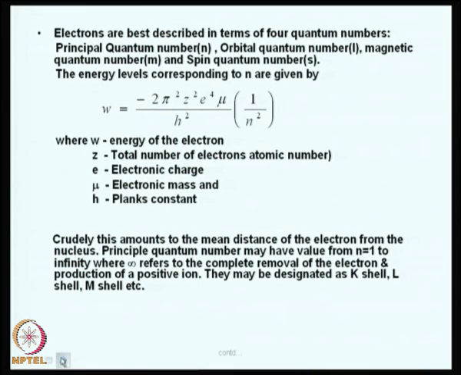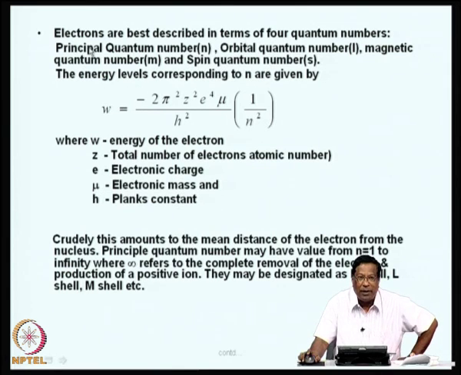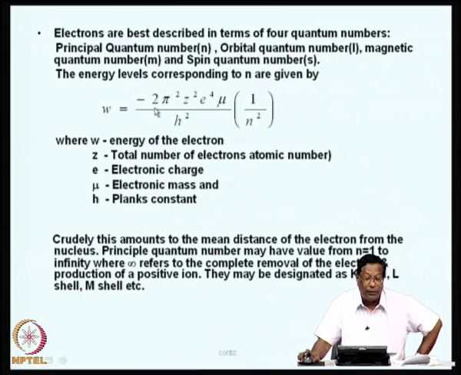Now, electrons are best described in terms of 4 quantum numbers, that is a principal quantum number n, orbital quantum number L, magnetic quantum number m, and spin quantum number denoted as S. Now, the exact equation is something like this: W is equal to minus 2 pi square Z square e raised to 4 mu divided by Planck's constant square into 1 over n square. where W is the energy of the electron and Z is the total number of electrons, e is the electronic charge, mu is the electronic mass, and h is Planck's constant.